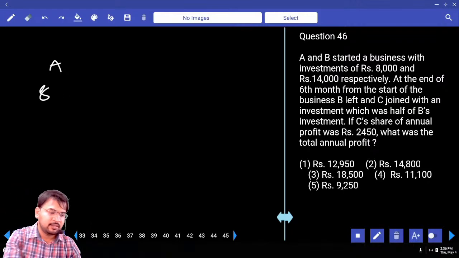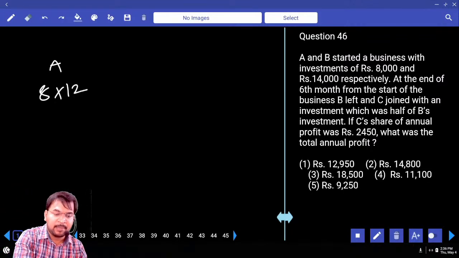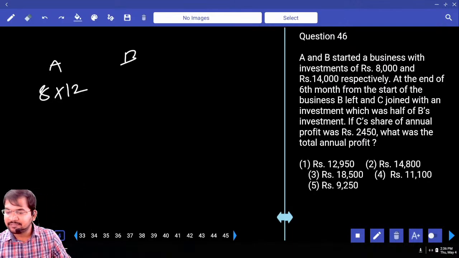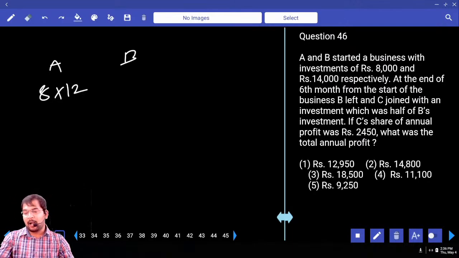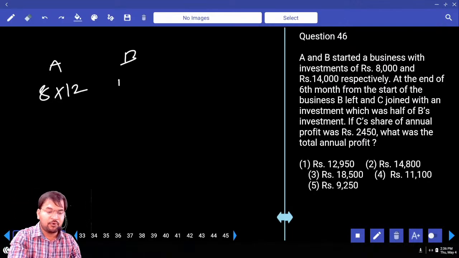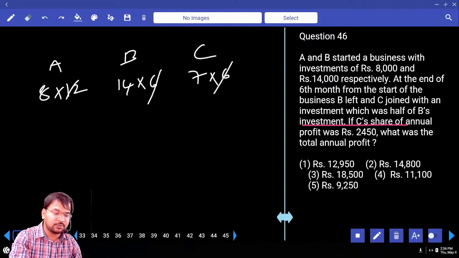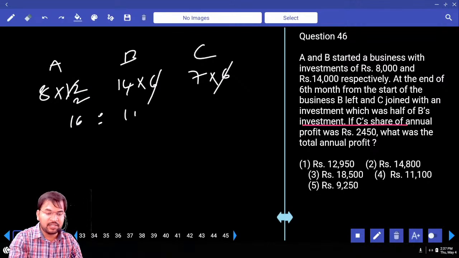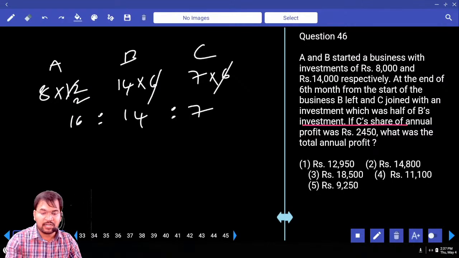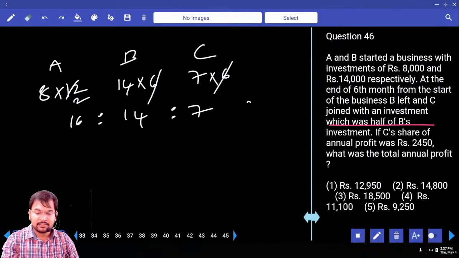And 12 months. Coming to B, at the end of the 6th month B left. Therefore up to 6 months B is there: 14 into 6. C joined after 6 months and is in the business for 6 months, with half of the capital of B, 7 parts. Now remove 6. All of you clear? So the ratio is 16 : 14 : 7. Total parts 37.